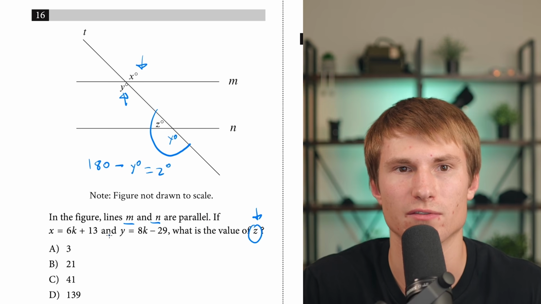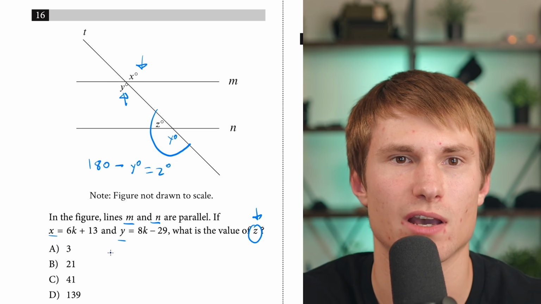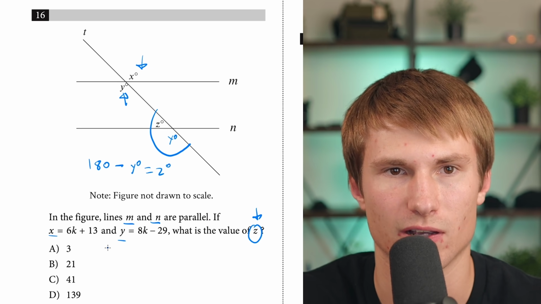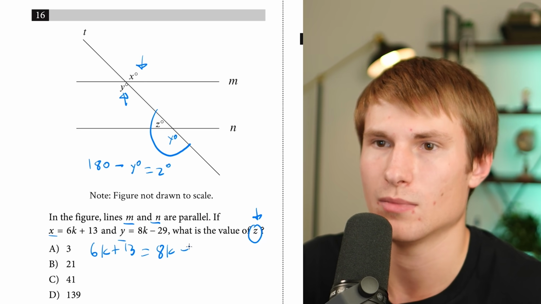So we need to solve for angle Y first. In order to solve for angle Y, we know that X and Y are equal to each other. So we'll set these two together and solve for K, and that'll give us the value of angle Y. So we have 6K plus 13 is equal to 8K minus 29.